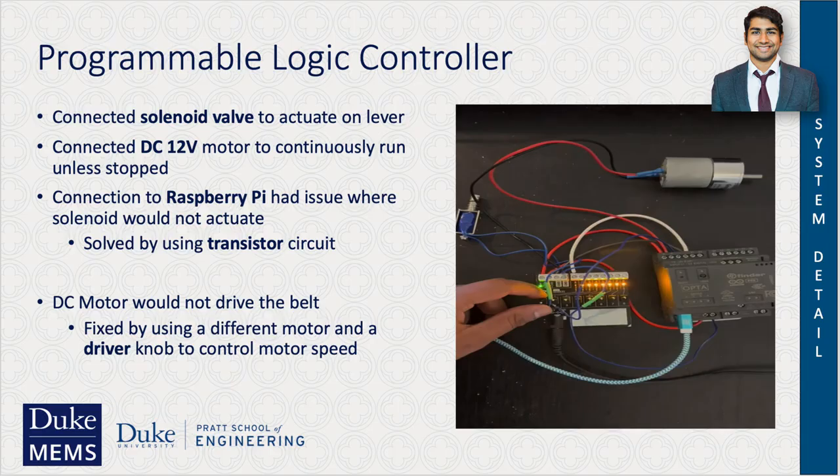The issue we encountered, though, was that when we were connecting to the Raspberry Pi, the solenoid would not actually output, or would not actuate, and the reason for that is because the voltage drop was too much. So this was solved by using the transistor circuit and having the Raspberry Pi control it, as Xiao has mentioned earlier. Other than that, the PLC is still used to control the 12-volt motor and is able to adjust the frequency, adjusting the speed of the motor as required.